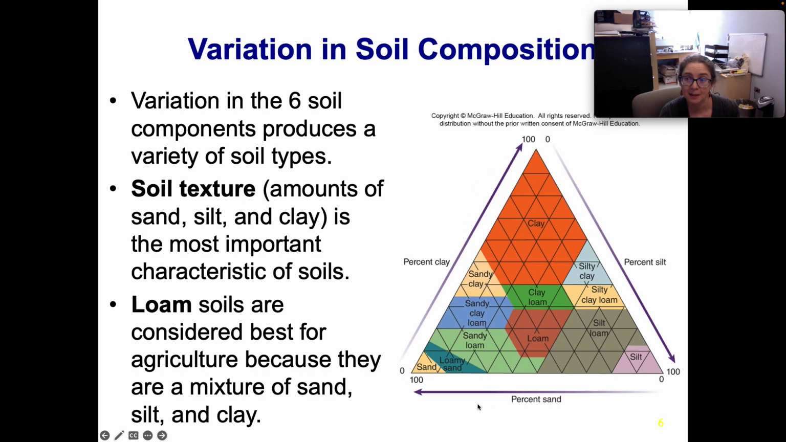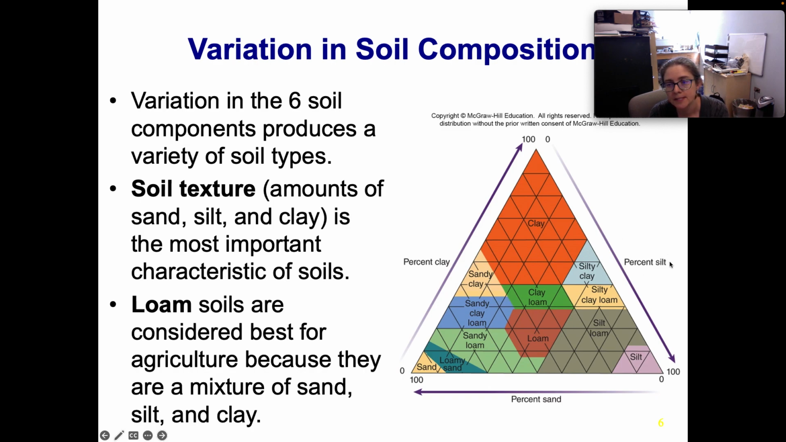Sand has really big particles, so water flows through it very quickly. And that's good if there's a lot of rain, but if there's very little rain, that means that the plants don't have very long to take water up. So if there is a lot of sand, then the water will just fall through.